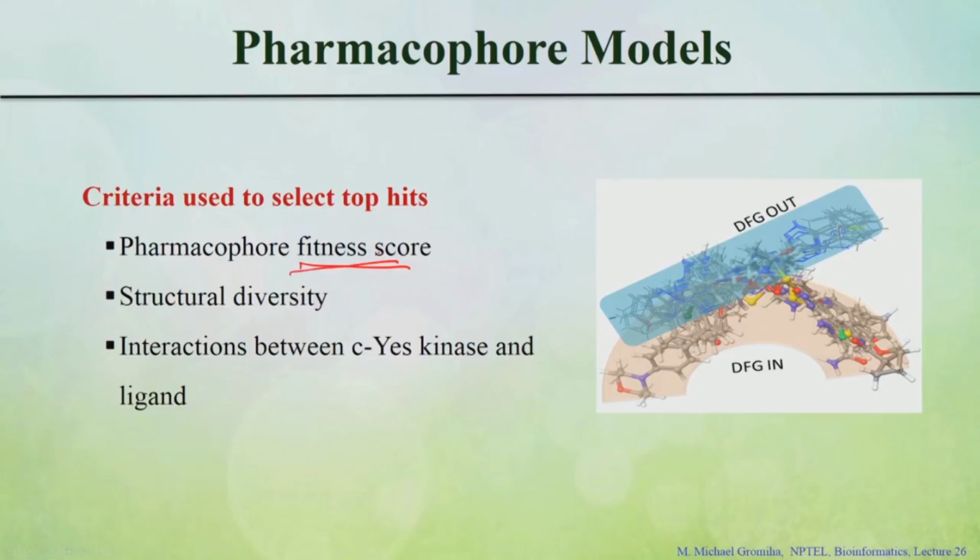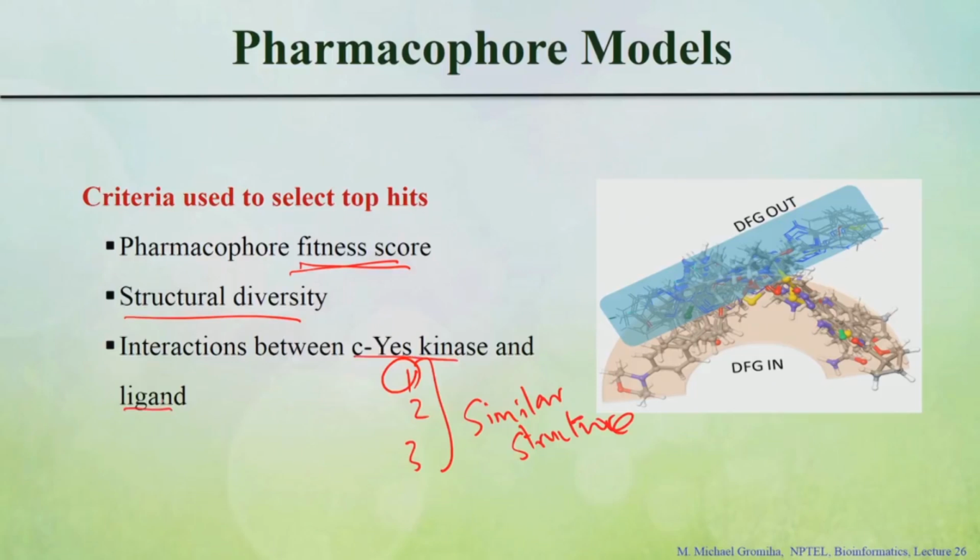So, first you can get the fitness score, you can screen, you can rank based on the fitness score, then go with the structure diversity. For example, if you have 5 that are similar structures with high scores, then take only one. For example, 1, 2, 3, they are similar structures, okay. Then you take the first one, right, rather than taking everything. So, then you can check the interaction between the ABL1 kinase and the ligand, the actual interactions.